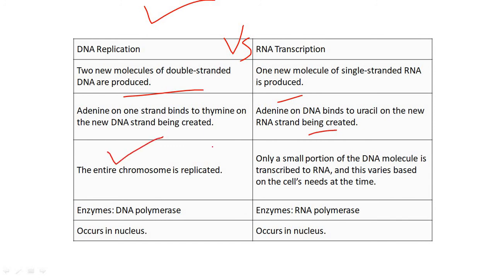The entire chromosome is replicated. Only a small portion of the DNA molecule is transcribed to the RNA, and this varies based on the cell's needs at the time. The enzymes required are DNA polymerase enzymes for replication and RNA polymerase for transcription. Replication occurs in the nucleus. Transcription also occurs in the nucleus.